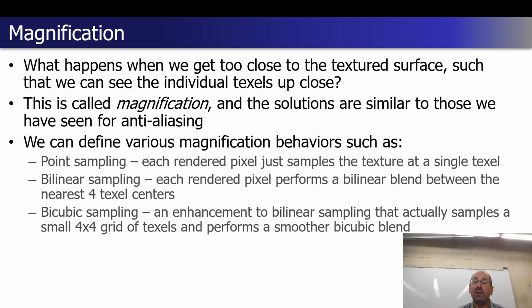So what happens when you're getting very close to the textured surface so that you can actually see a discrete step between each individual texel? That's referred to as magnification. And the type of solutions we do are very similar to that for anti-aliasing. One such behavior is just to take a neighborhood sampling. So there's point sampling, where you just take the closest one. If you get that working, you're still in pretty good shape.